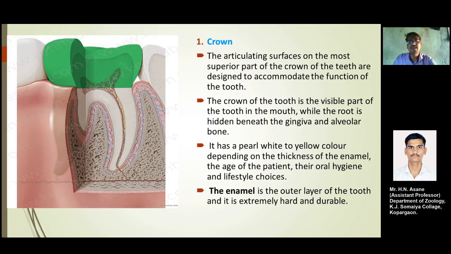The color of the crown is pearl white to yellow, depending on the thickness of the enamel, the age of the patient, their oral hygiene and lifestyle choices. The enamel is the outer layer of the tooth, and it is extremely hard and durable.